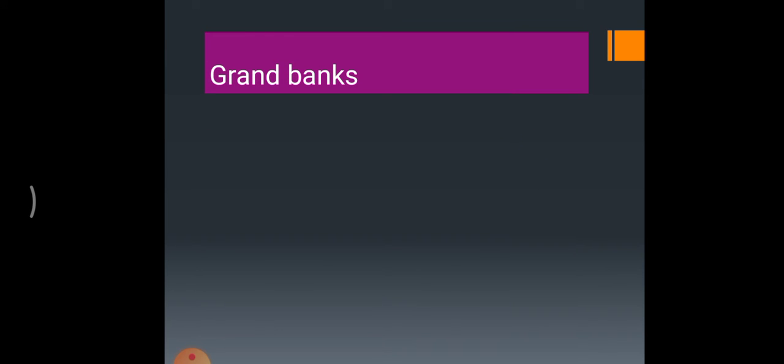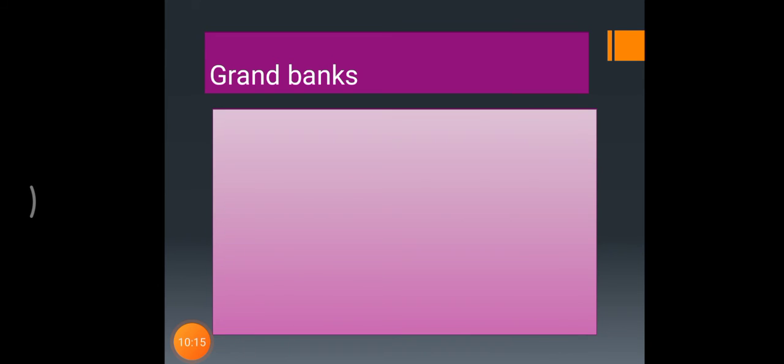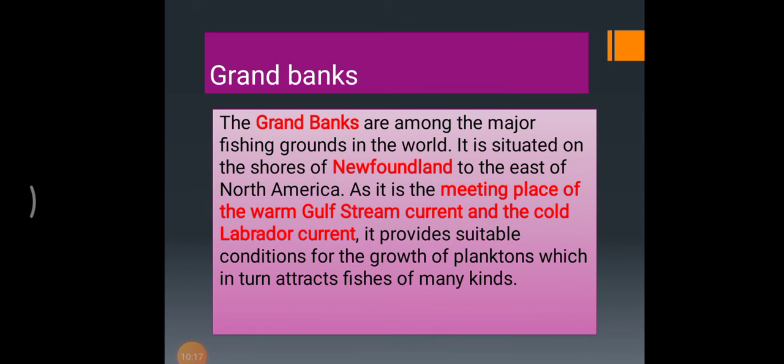Grand Banks. Next, we are going to learn about Grand Banks. The Grand Banks are among the major fishing grounds in the world. It is situated on the shores of Newfoundland to the east of North America. As it is the meeting place of the warm Gulf Stream current and the cold Labrador current, it provides suitable conditions for the growth of planktons, which in turn attracts fishes of many kinds.